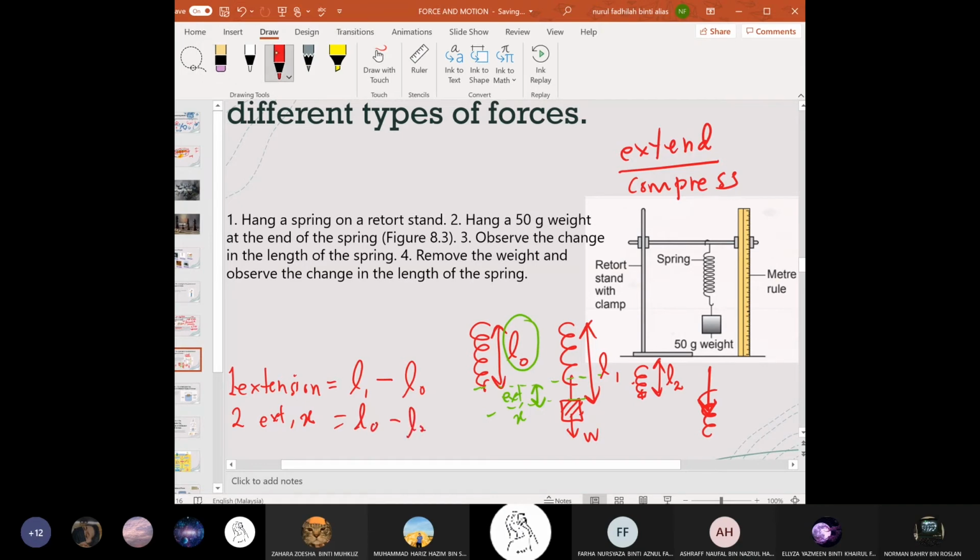So what kind of force do we have here? This is elastic force. A spring has elastic force.